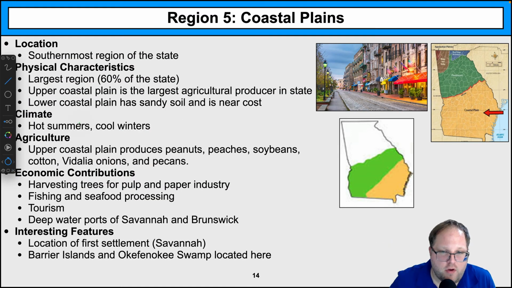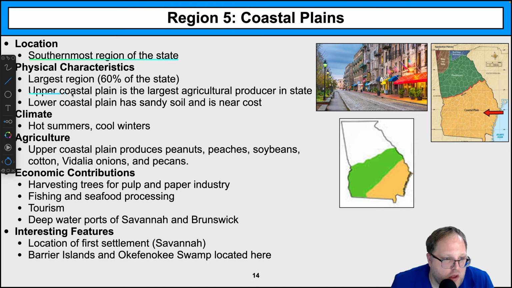Region 5, the Coastal Plains. The Coastal Plains is the largest and southernmost region of the state, and we can see right here at this arrow that the Coastal Plains makes up about 60% of the entire state of Georgia. Now, the Coastal Plains is unique in that there are actually two distinct parts.